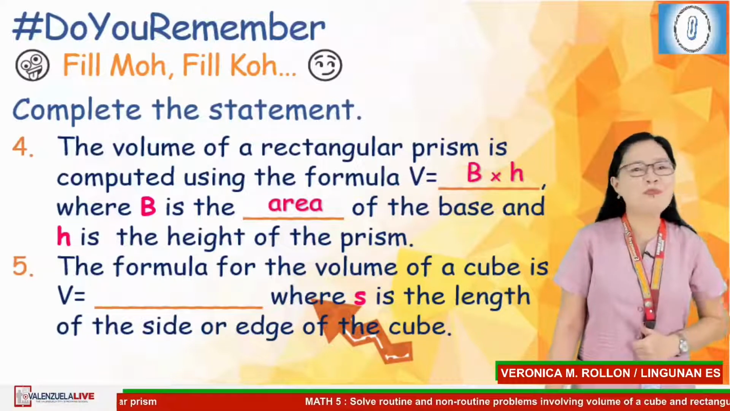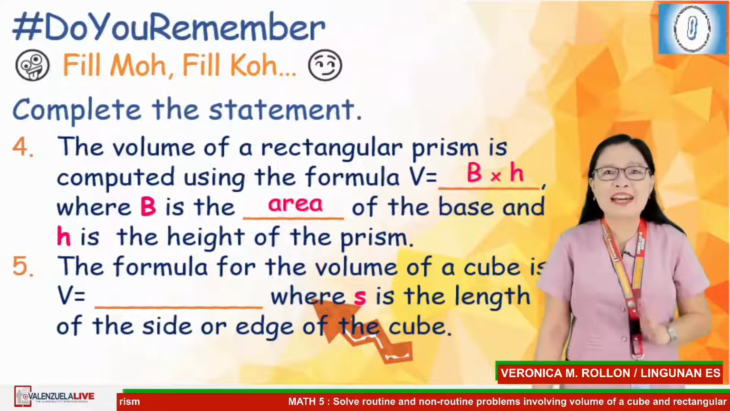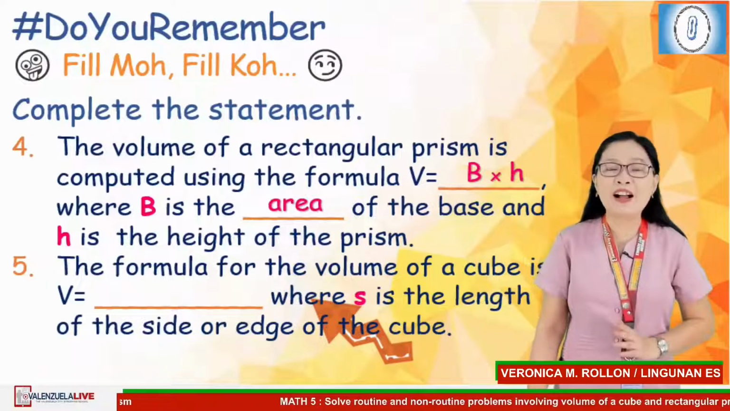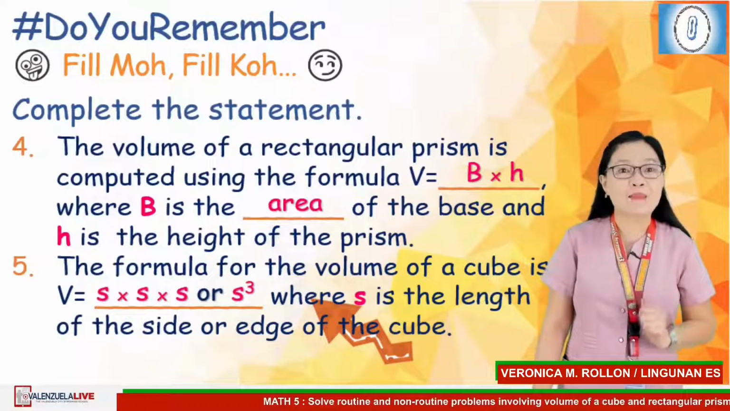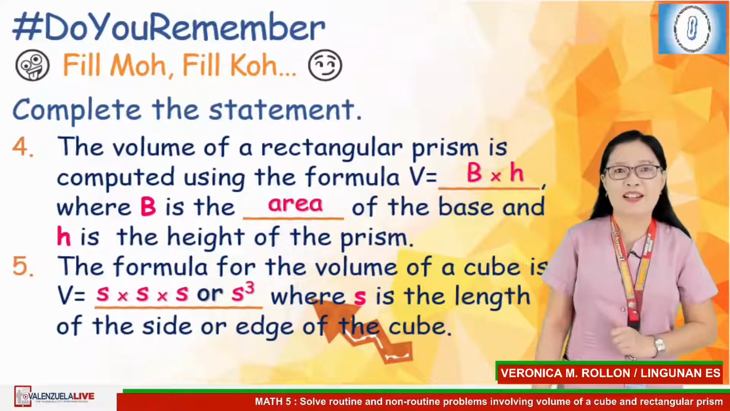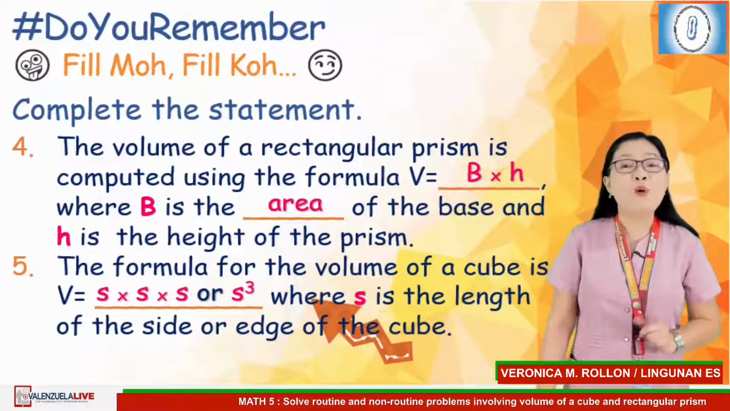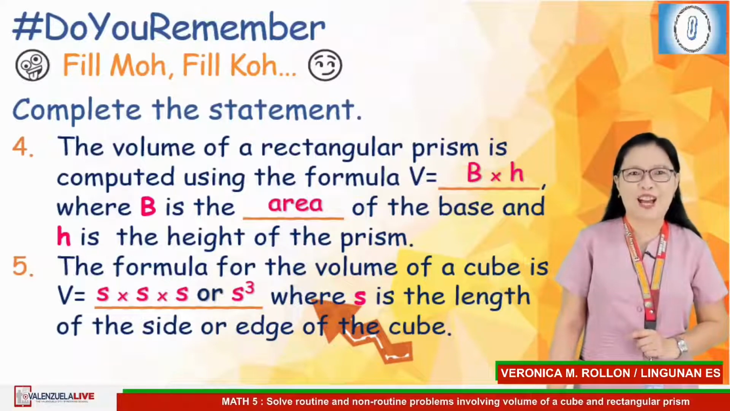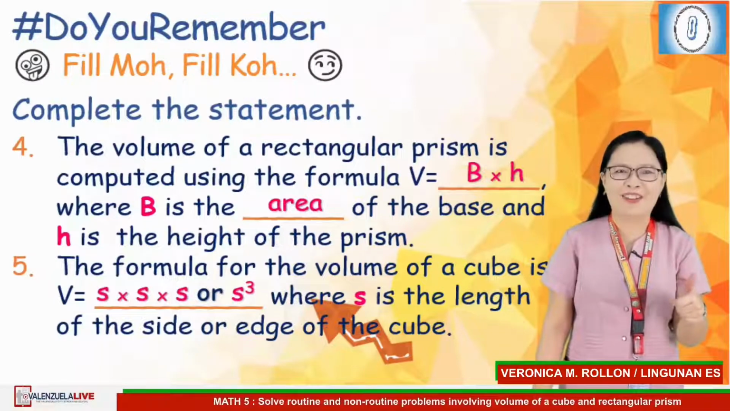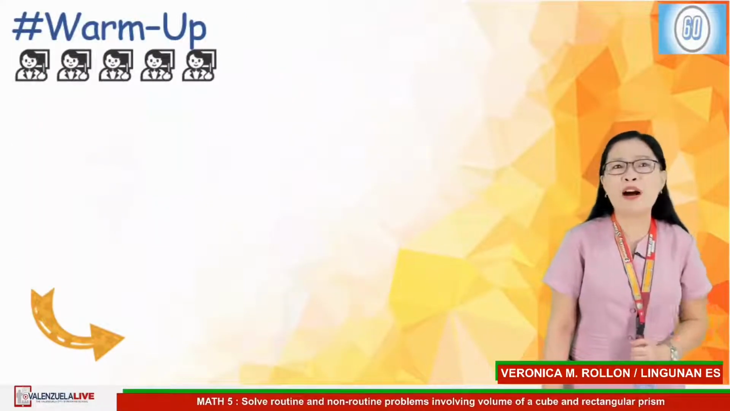Now, let's have number 5. The formula for the volume of a cube is volume equals, you're right, S times S times S, or S to the third power or S cube, where S is the length of the side or edge of the cube. Good job, grade 5 math learners. Now, let's have another one. This time, a warm-up activity.